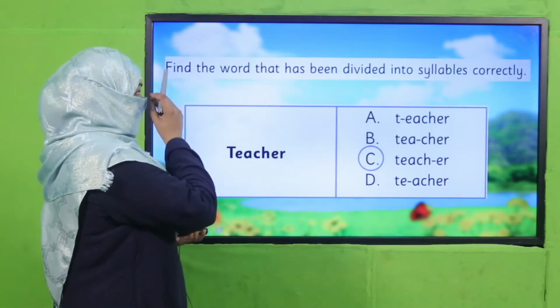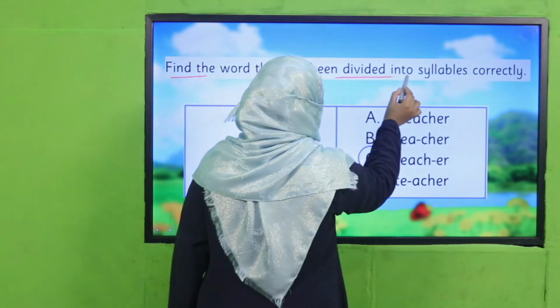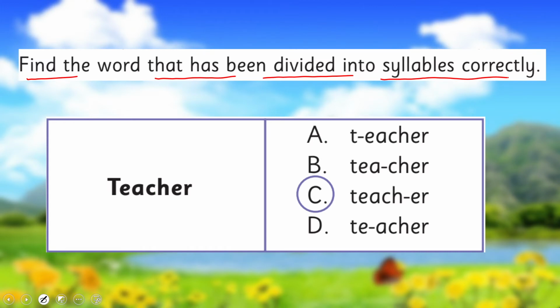Okay. Now, this is the practice. You will find the word that has been divided into syllables correctly. But you have to do this carefully. Again, two vowels together and there is one sound. And how do we break it? Teacher. So first you will do it on your own, then you will find the correct option, and that is option C, teacher, teacher. Okay?